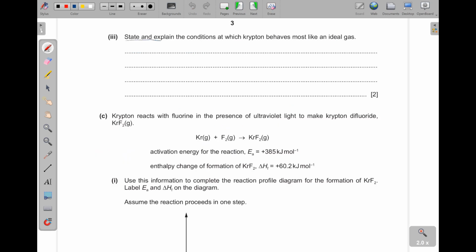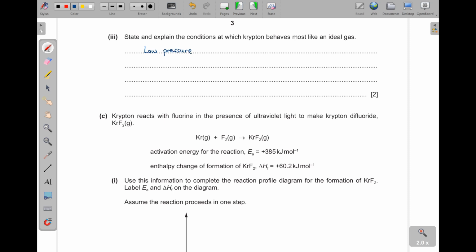Roman 3, state and explain the conditions at which krypton behaves most likely as an ideal gas. Now, since we are not supposed to have significant forces of attraction between the particles, that means we must have low pressure. Okay, low pressure.